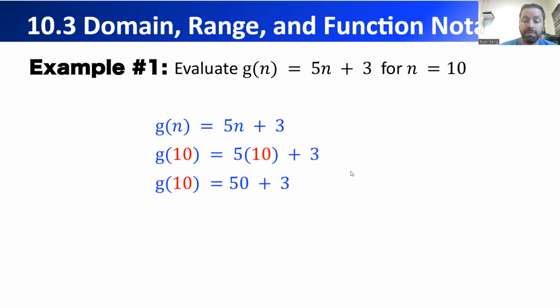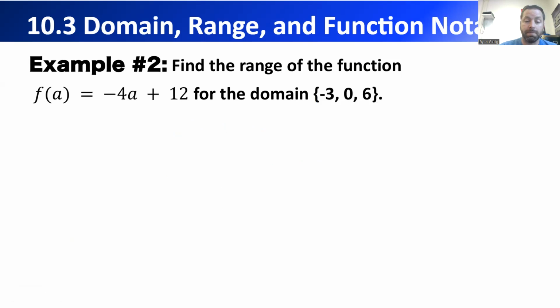5 times 10 is 50, and then 50 plus 3 is 53. So g of 10 equals 53. Okay. Find the range of the function. Given the function f of a equals negative 4a plus 12 for the domain negative 3, 0, 6.